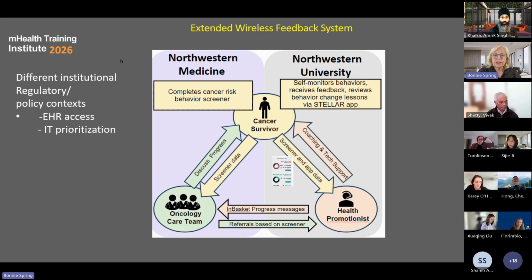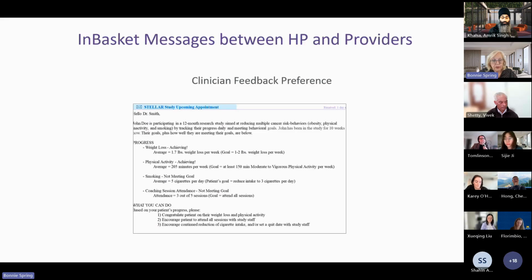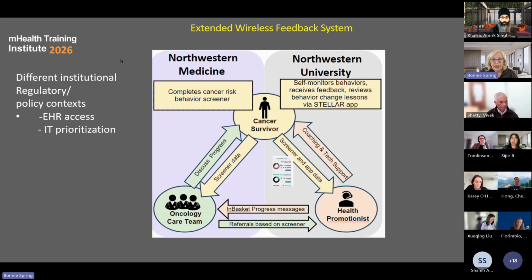We had to cross institutional lines to get this intervention to happen. Our coaches, our health promotionists, are on the university side of the house. They are doing the coaching and the tech support to the survivor. The survivor is sending the information, well, they're sending their app data to the health promotionist who's monitoring. But we also don't want to be doing this ourselves. We want to be working through the inner circle. So we want the oncologists involved as well.